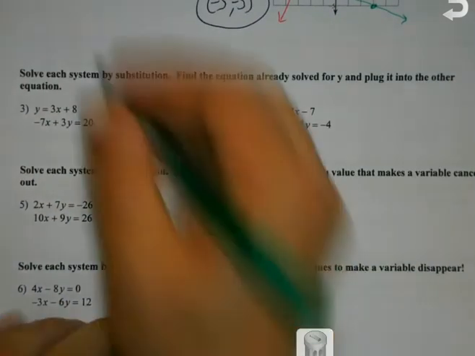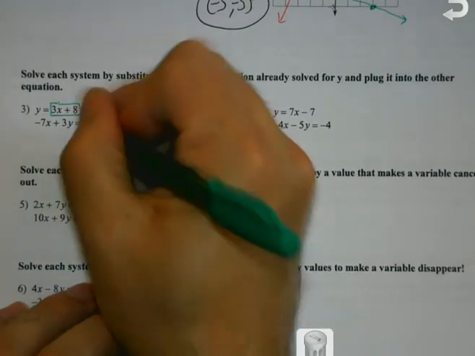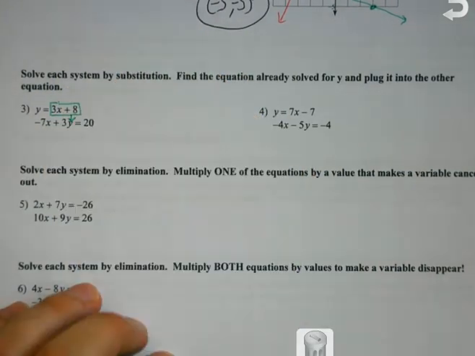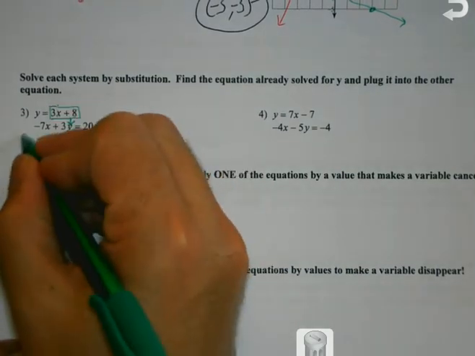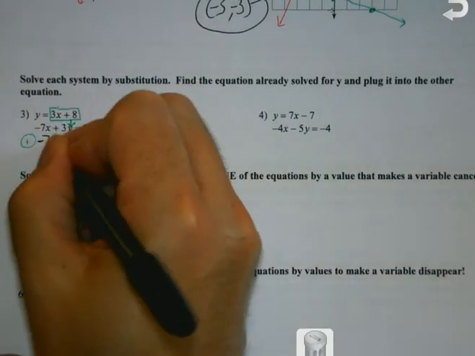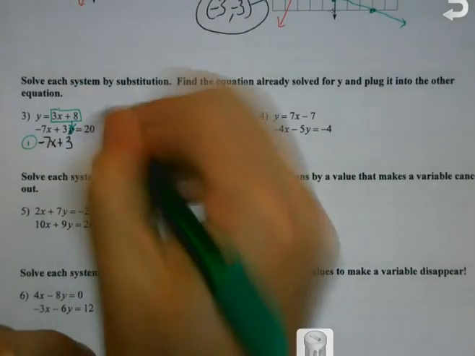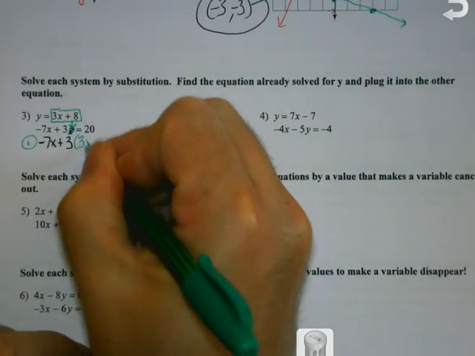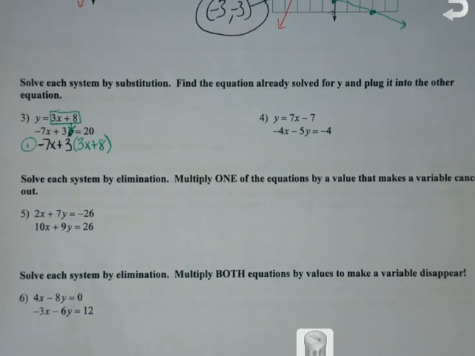Like you've got in your sheet, we're going to find the one that's already solved for a variable, in this case y. I'll plug that guy into the other equation in that y slot. Okay, so basically here's what I'm doing. I'm going to take that second equation, but when I get to the y, I'm going to replace the y with what's in the box. That's why it's called substitution. I'm substituting that value in.